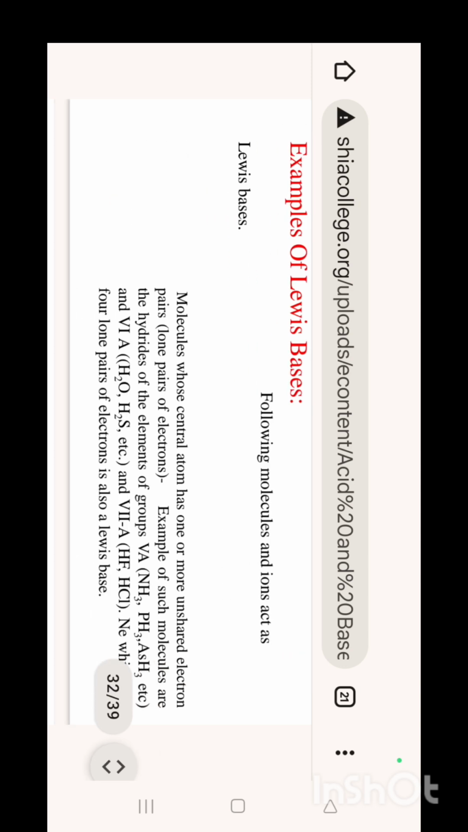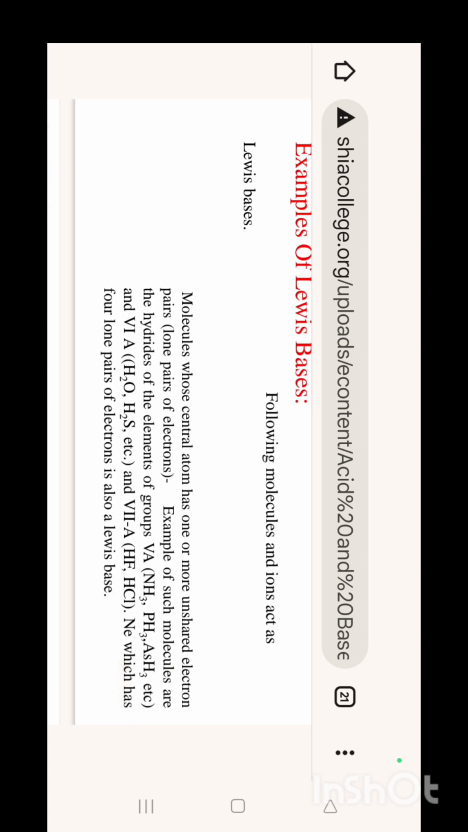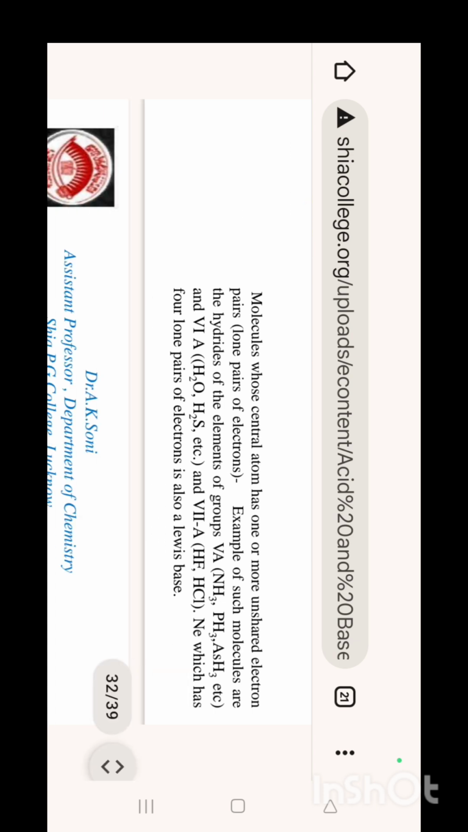Now we will read about examples of Lewis bases. Molecules whose central atom has one or more unshared electron pairs. Examples of such molecules are the hydrides of elements of group 5A, NH3, PH3, AsH3, and of 6A, H2O, H2S, and 7A, HF, HCl. Ne, which has 4 lone pairs of electrons, is also a Lewis base. Almost all negative ions, for example F minus, Cl minus, I minus, OH minus, O2 minus, SO4 2 minus, etc.